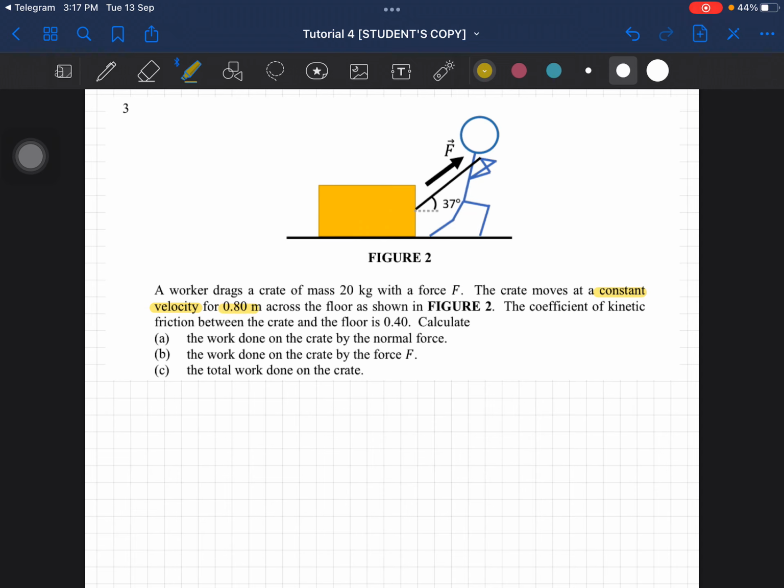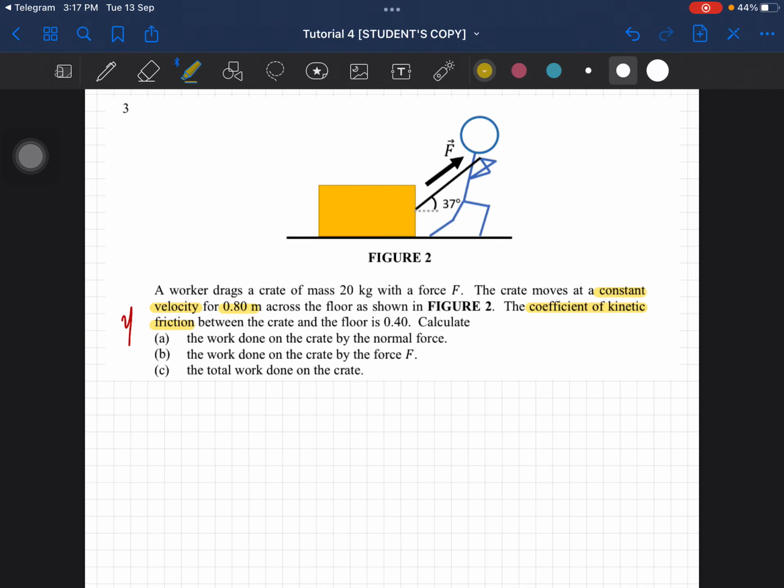And then the coefficient of kinetic friction. Remember, the coefficient of kinetic friction is not the friction force, it is mu. Mu, like this. Yeah, it's too big. How did I write mu? I always write it like that. Okay. The coefficient of kinetic friction is 0.4.